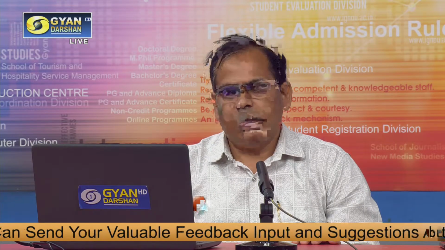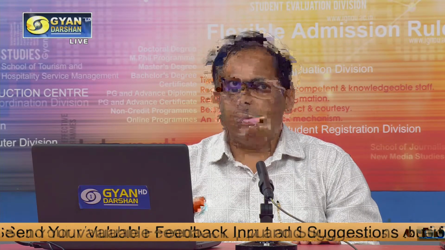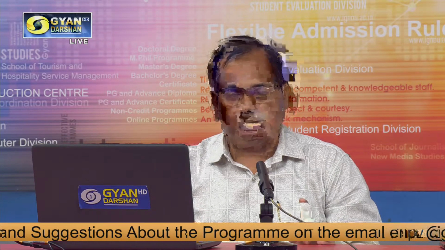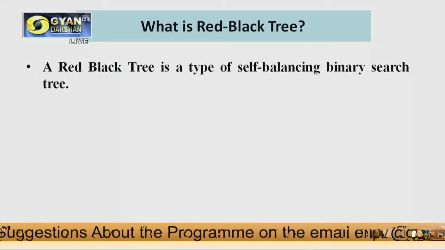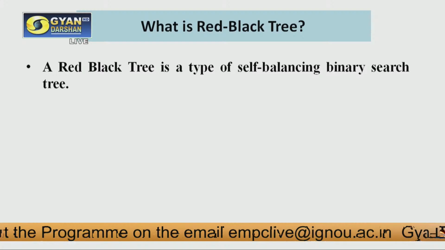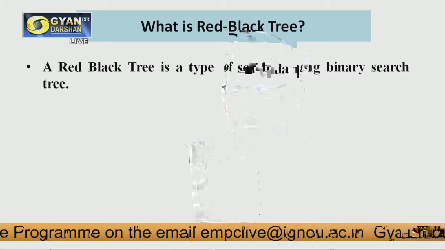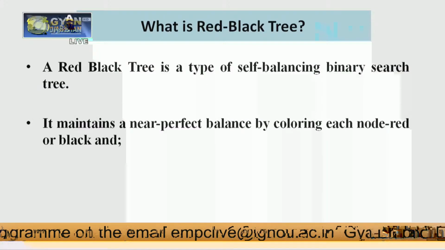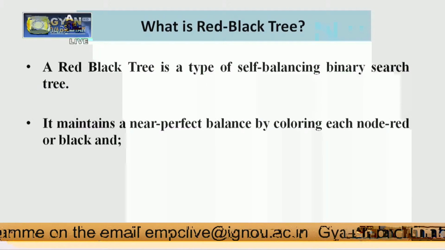The red-black tree is also a self-balanced binary search tree. Binary search tree means all the nodes toward its right are greater and toward its left are smaller. It maintains a near perfect balance by coloring each node red or black.